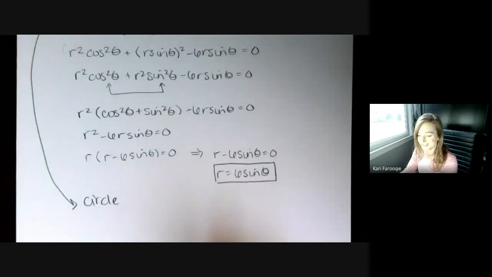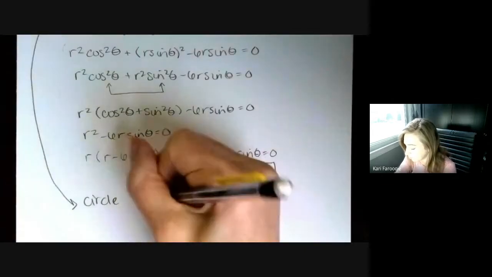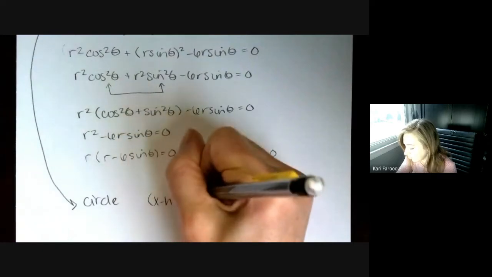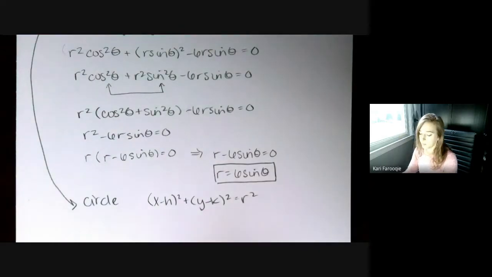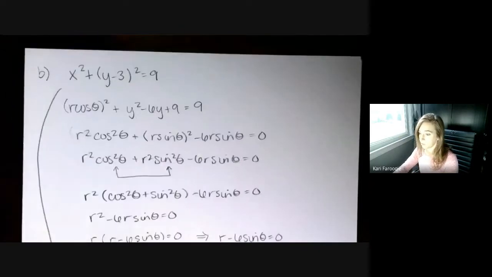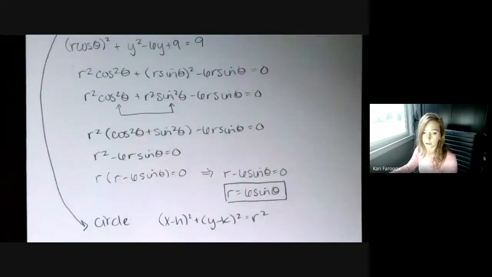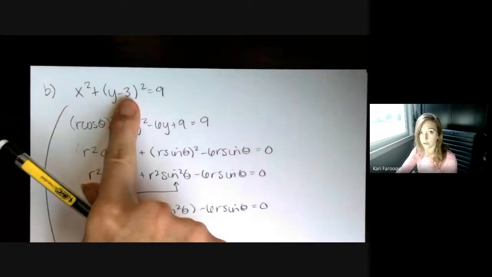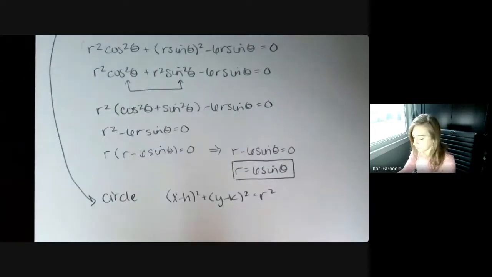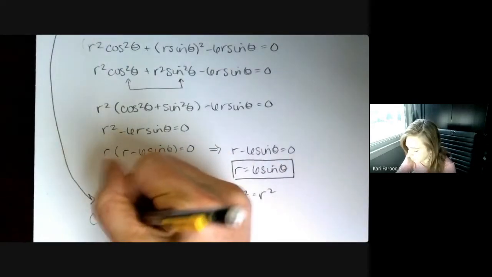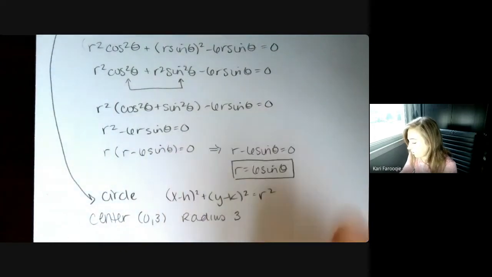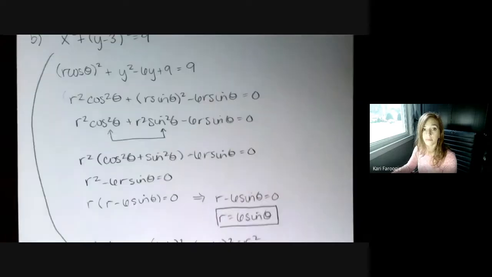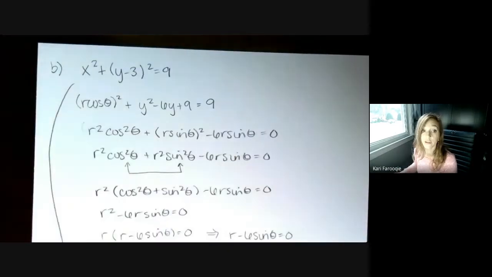Circle. Remember that the equation for a circle is (x minus h) squared plus (y minus k) squared equals r squared. In our case, h would be 0 because we're not taking anything away from the x. So the center coordinate would be 0 and then 3, because remember, k is whatever follows the minus sign. So this would be a circle, and in our case, the center would be (0, 3). And our radius would be 3 because we have r squared equals 9.